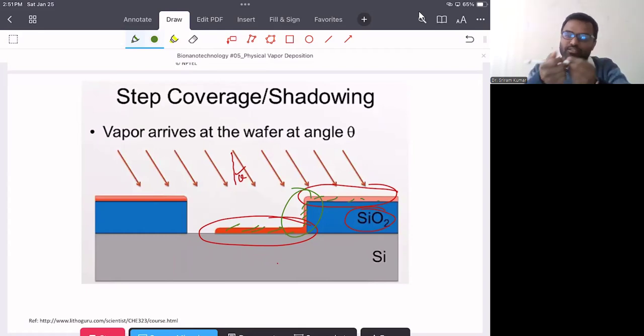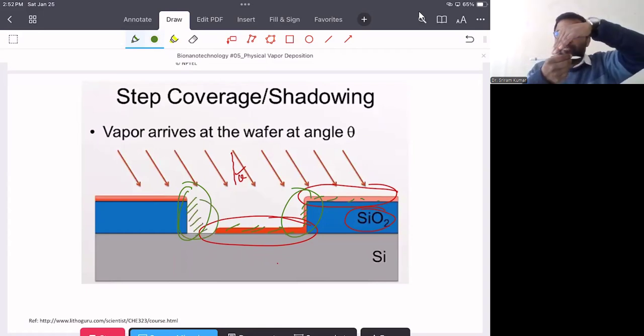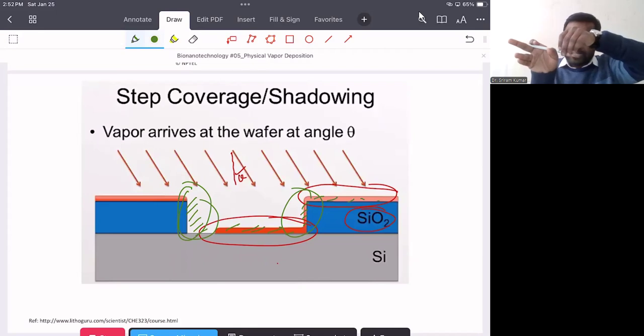So suppose the vapor is coming from this angle, and because of that we may get shadowing, because there is no deposition at that surface. The vapor is coming this way, so there is a shadowing process here. For that, what we can do is rotate the sample or the substrate by 180 degrees. So what happens if we rotate from this to this direction?